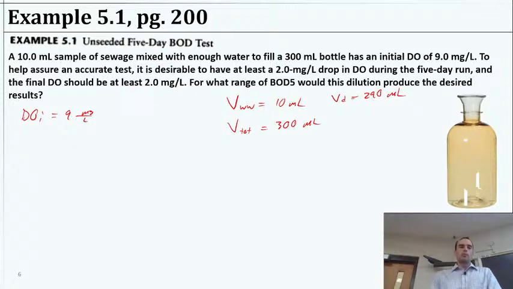And then it says, to help assure an accurate test, it is desirable to have at least 2 milligrams per liter of a drop in the dissolved oxygen during the 5-day run. So we need for the oxygen to change at least a little bit, right? And they're saying 2 milligrams per liter is enough change for us to be confident a change has happened and we can measure it accurately. So they want a 2 milligram per liter drop at least, and the final should be at least 2 milligrams per liter remaining.